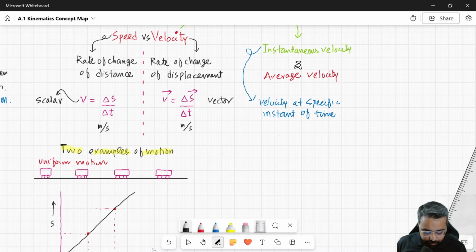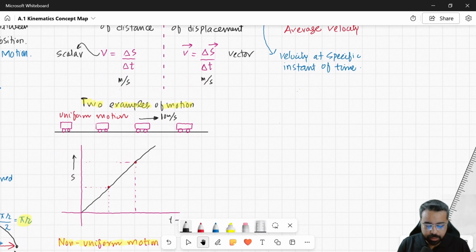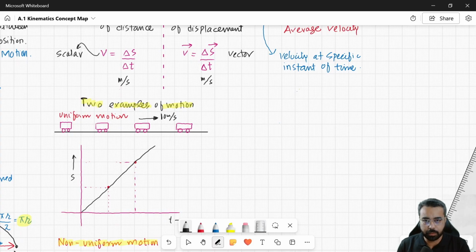Don't go anywhere. You have seen the graph, I mean this motion. If I say that it is moving with a speed of, let's say, 10 meter per second, then if it is a uniform motion, it means that its speed will be constant, and its velocity will be constant if its direction is also not changing.